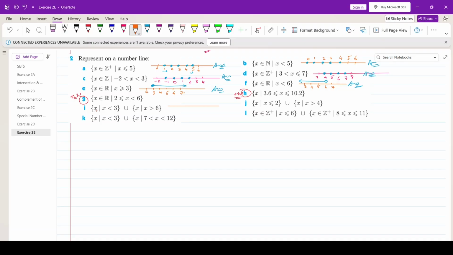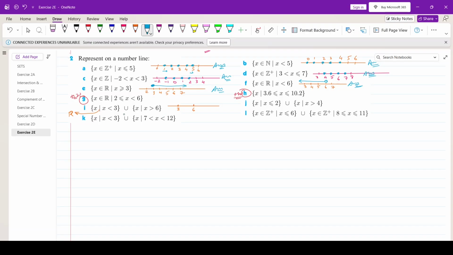A set of all x such that x is a real number. Here we do not have anything, that means it is real numbers we are talking about. So a set of all x such that x is a real number less than 3. So on number line we'll have 3 somewhere over here. Union a set of all x's such that x is a real number greater than 6. And we'll have 6 somewhere over here.